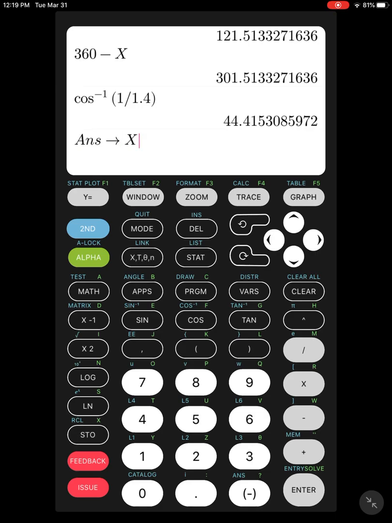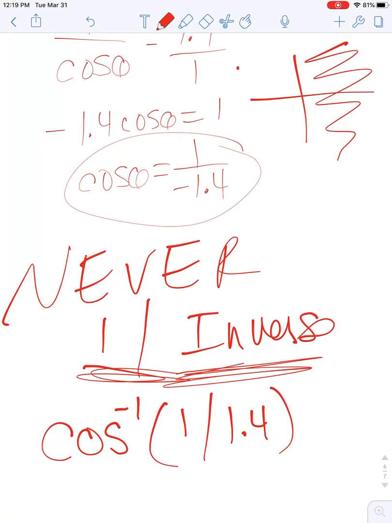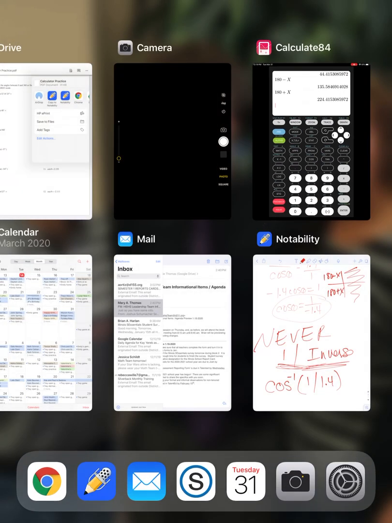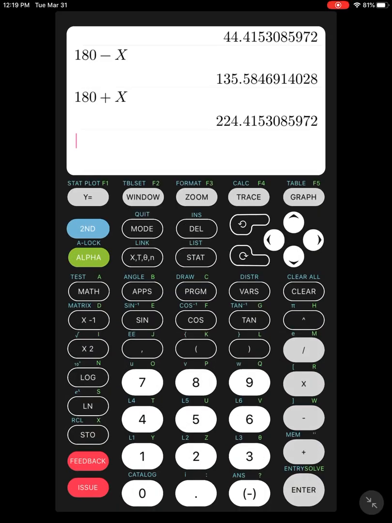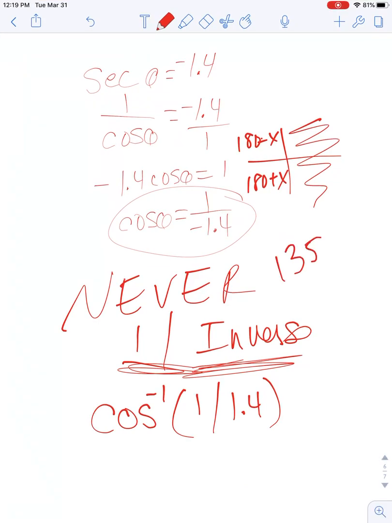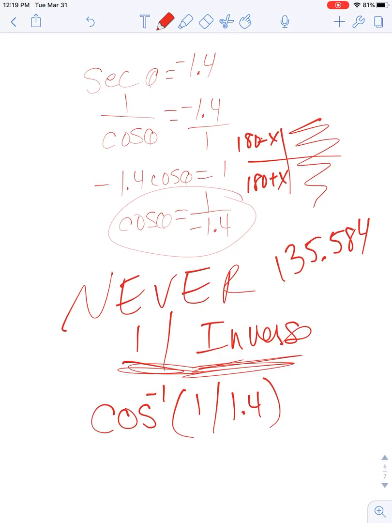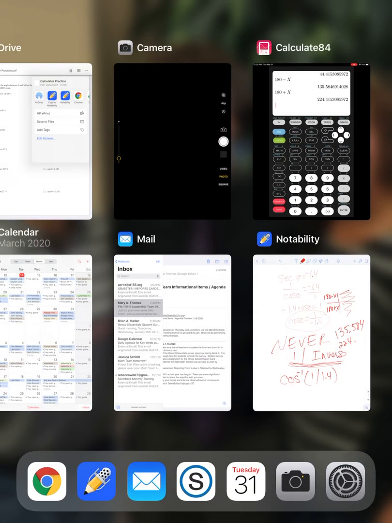I'm going to stow it in for x. My second quadrant answer is 180 minus x. My third quadrant answer, I'm going plus 180. So I'm going to do 180 minus x, 180 plus x, and go from there. So what are my answers? 135.584 and 224.415. This is a lot easier for you with the calculator.